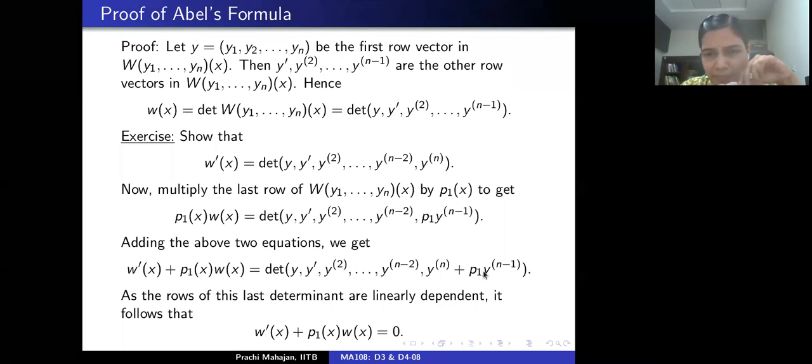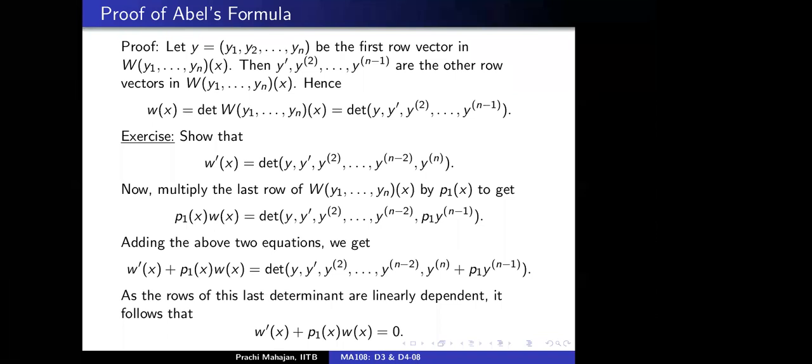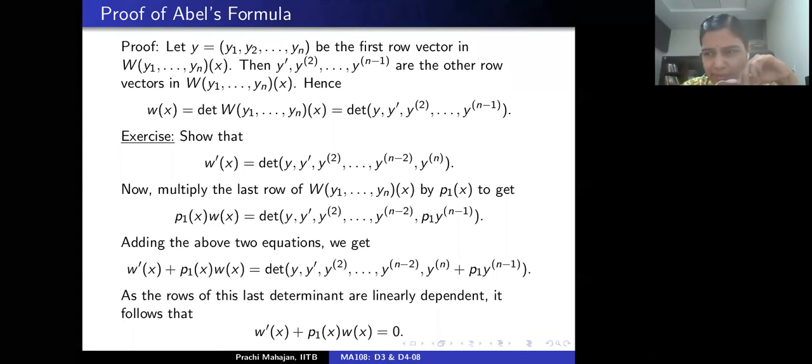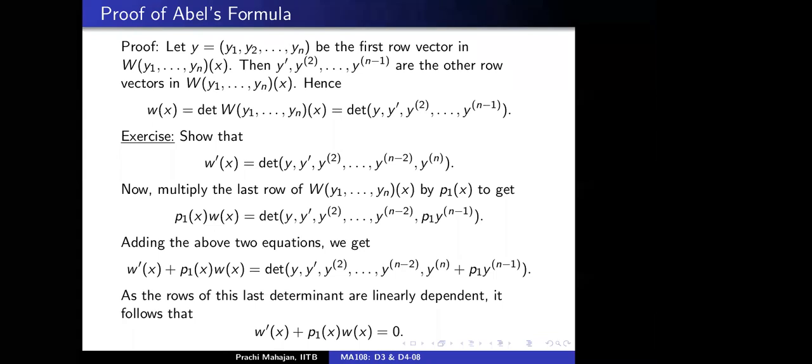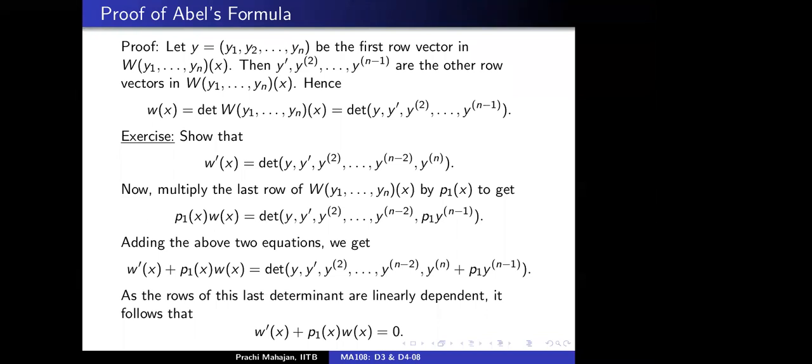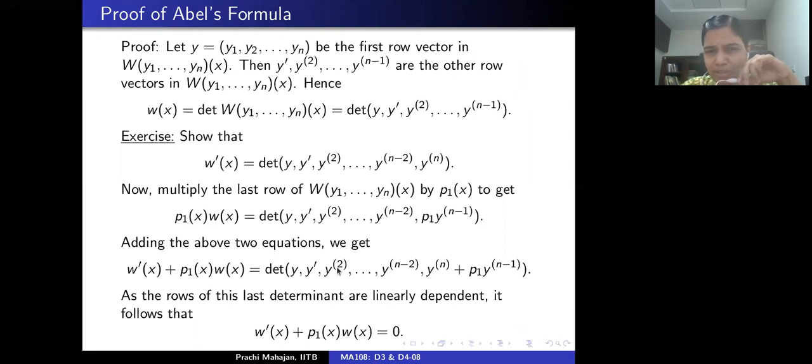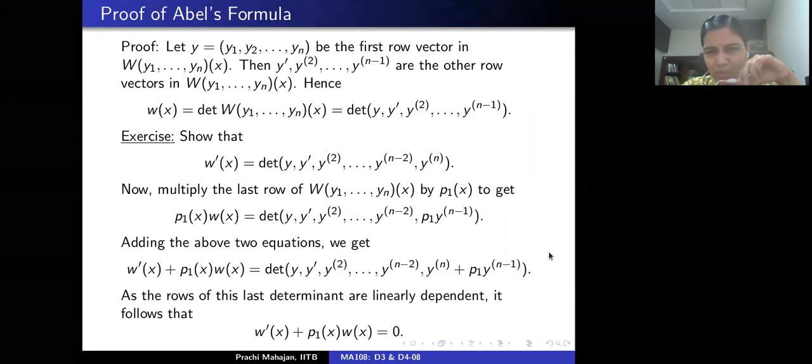Ma'am, but to get a zero, we have to multiply each of them with a polynomial term, like functions of x. So will it still mean that they are linearly dependent if they are functions of x and not constants? But that's okay, no? You can pull them out. Just use the properties of the determinant. No problem. So maybe you're saying that this language is not correct, I should not write that the rows are linearly dependent. Is that what you're trying to say?